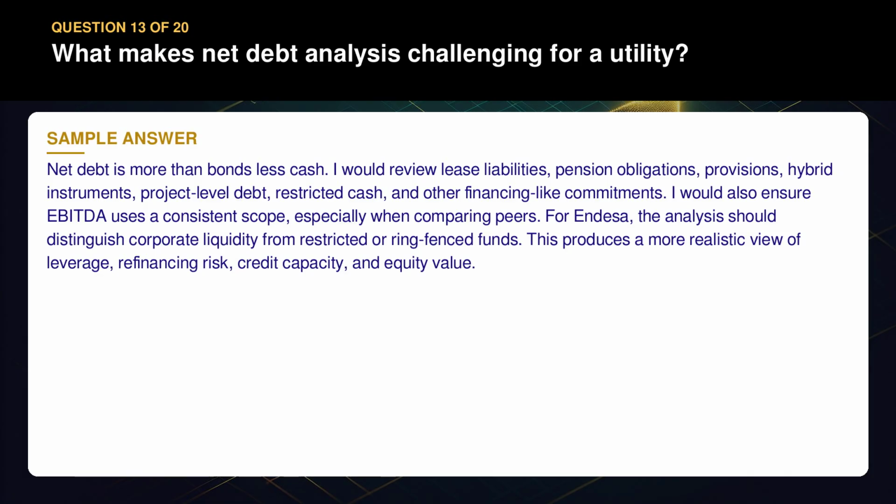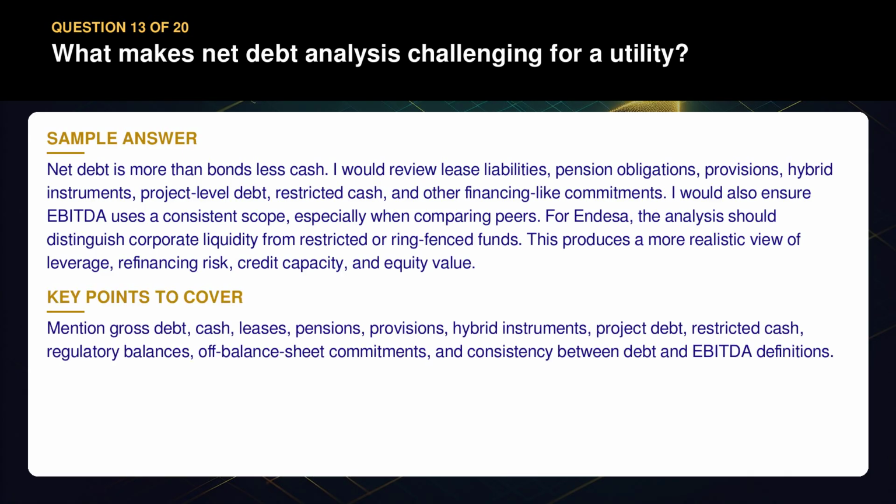I would review lease liabilities, pension obligations, provisions, hybrid instruments, project-level debt, restricted cash, and other financing-like commitments. I would also ensure EBITDA uses a consistent scope, especially when comparing peers. For Endesa, the analysis should distinguish corporate liquidity from restricted or ring-fenced funds. This produces a more realistic view of leverage, refinancing risk, credit capacity, and equity value.